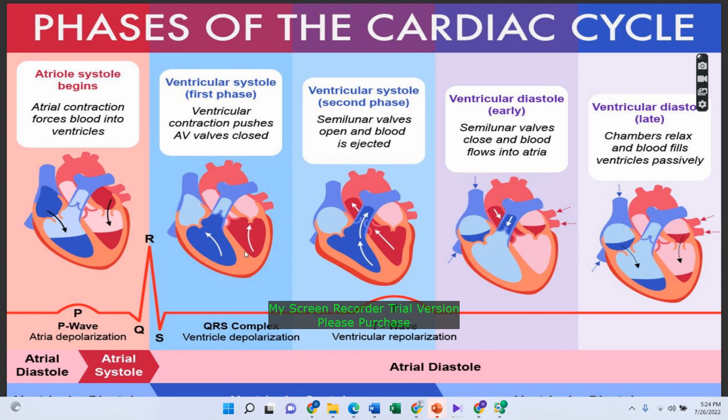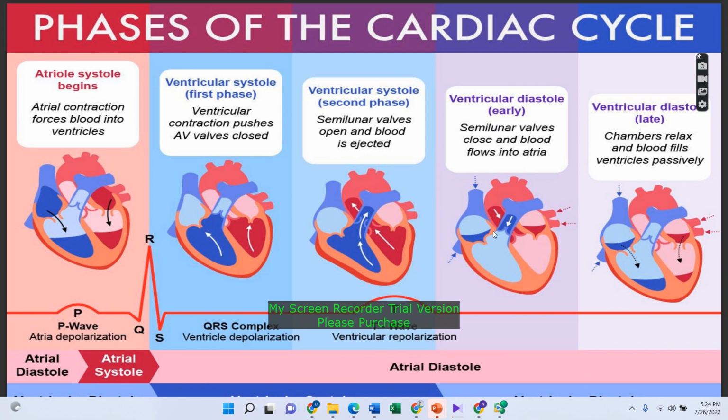Here these AV valves are closed, because when the blood is pumped from the atria to the ventricles, the valves were closed. So the AV valves are closed in this phase and ventricular contraction keeps happening. At some point, when this contraction increases, the pressure within the ventricles rises above the pressure of the aorta, and then the semilunar valves open and blood is ejected, right?